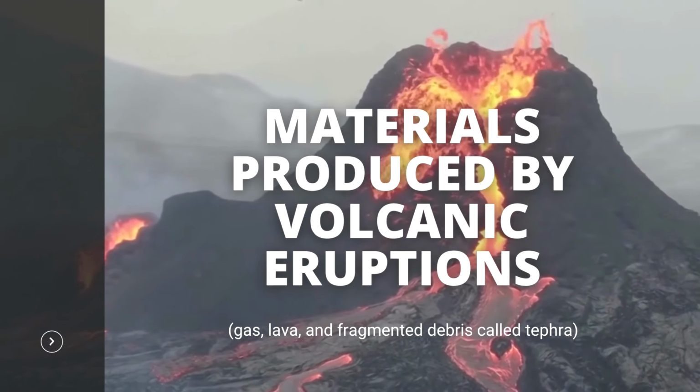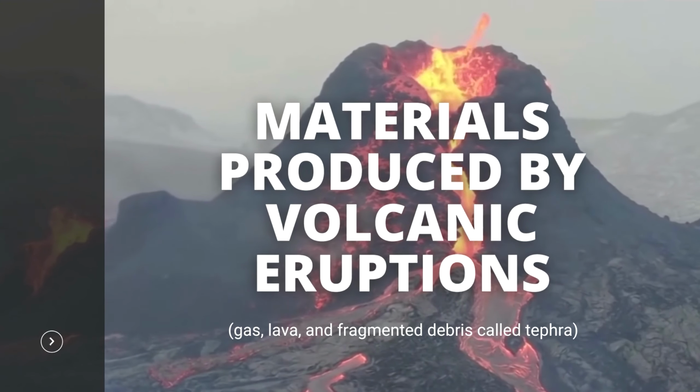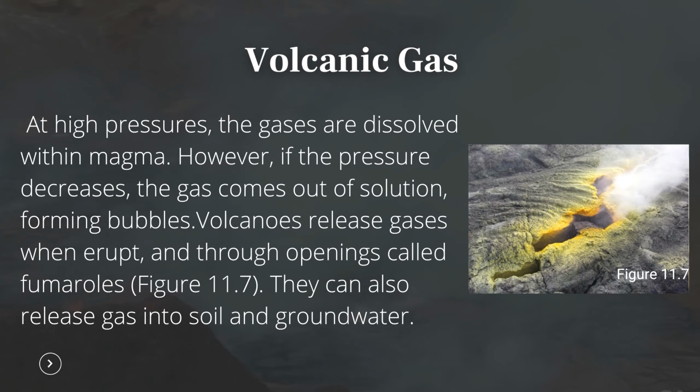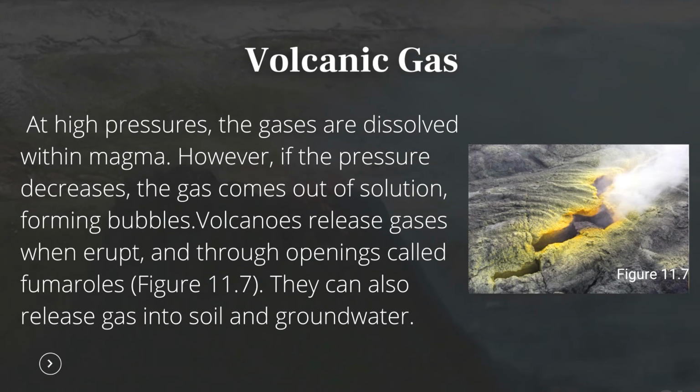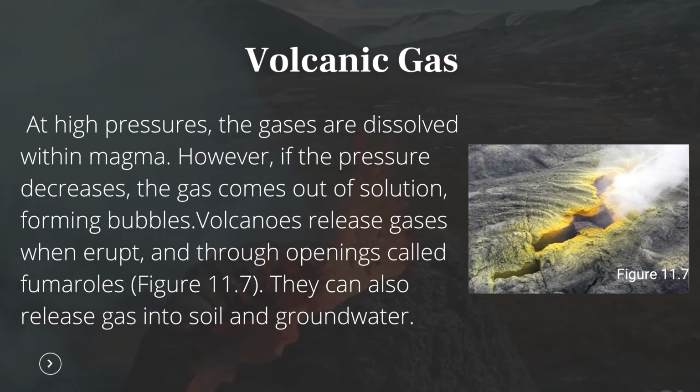Materials produced by volcanic eruptions: gas, lava, and fragmented debris called tephra. The first material produced by volcanic eruption is the volcanic gas. At high pressures, the gases are dissolved within magma. However, if the pressure decreases, the gas comes out of solution, forming bubbles. Volcanoes release gases when they erupt and through openings called fumaroles. They can also release gas into soil and groundwater.